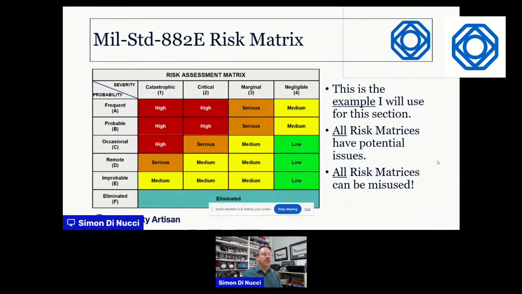So it's a typical risk matrix in that severity is defined in terms of deaths and injuries. And then we've got probability defined either qualitatively or quantitatively, as we saw before. And then we've got a rating that says we've got high, serious, medium, or low risk, or the risk has been completely eliminated. And that doesn't mean it's under a certain threshold of probability. It means it has been physically eliminated. So there's the 882 matrix in all its glory. This is the example I'm using. All risk matrices have potential issues and they can all be misused. So it's up to us to know how to use them properly.